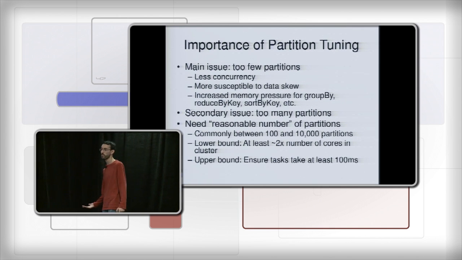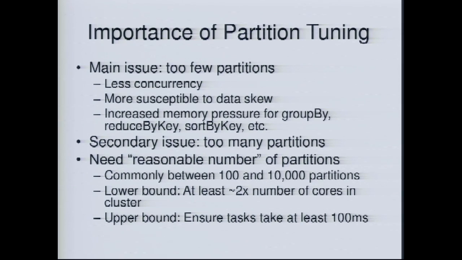And as sort of an upper bound, really the biggest upper bound on the number of tasks is the task time. You want to ensure that tasks take at least, say, 100 milliseconds. If your tasks are in the range of seconds, you are probably experiencing almost no per-partition, per-task scheduling overhead. Although that is a little job dependent.